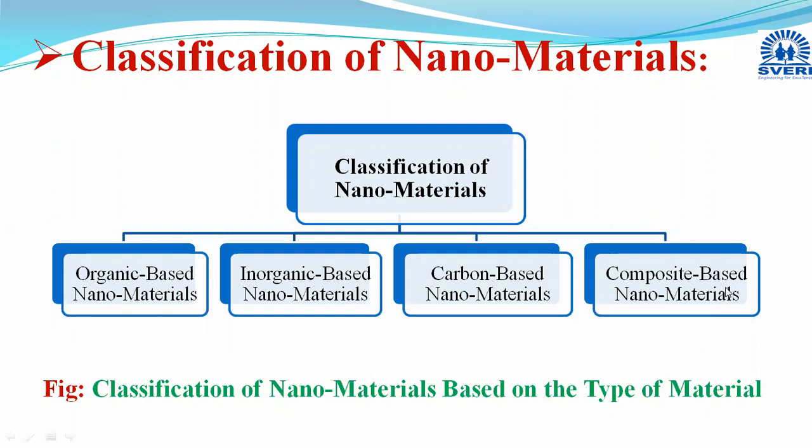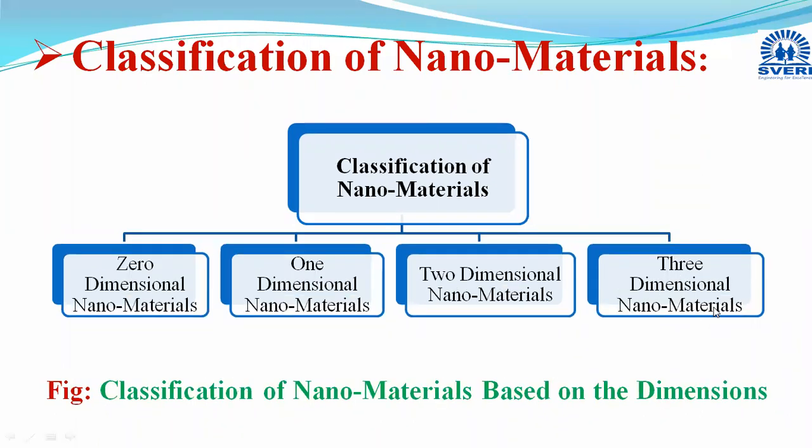Then composite based nanomaterials. These composite based nanomaterials are a combination of any of these three types. Okay, in combination, organic based, inorganic based, and carbon based nanomaterials may be there in composite based nanomaterials.